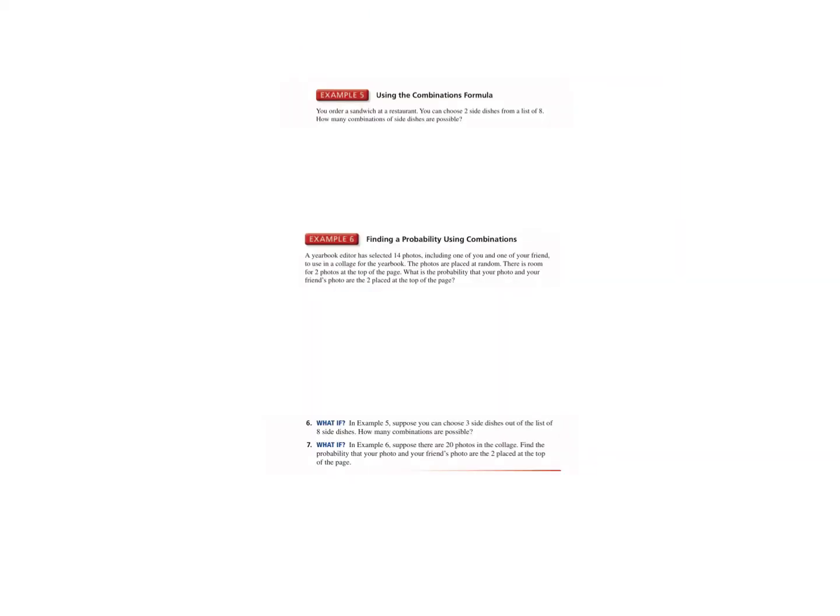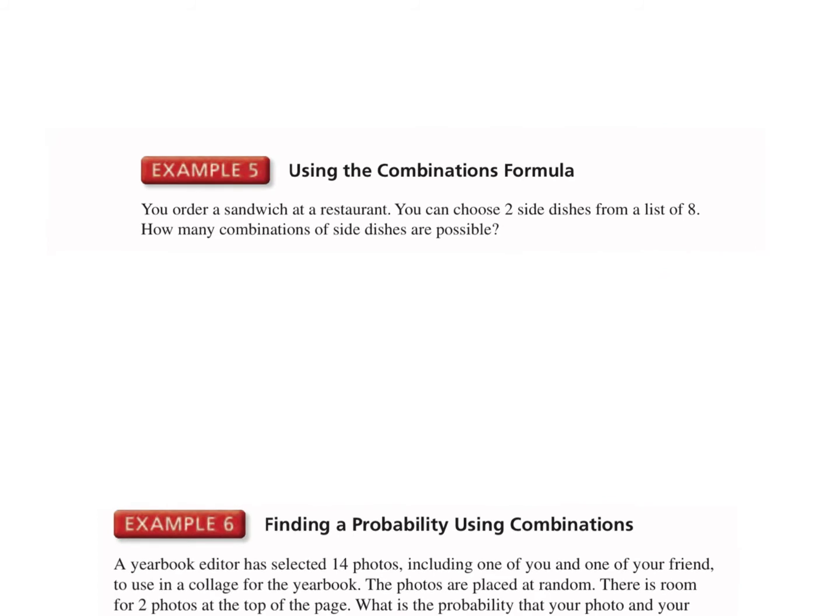Let's look at example 5. You order a sandwich at a restaurant. You can choose 2 side dishes from a list of 8. How many combinations of side dishes are possible? So what's our n? 8. And what's our r? 2. So we have 8, choose 2.